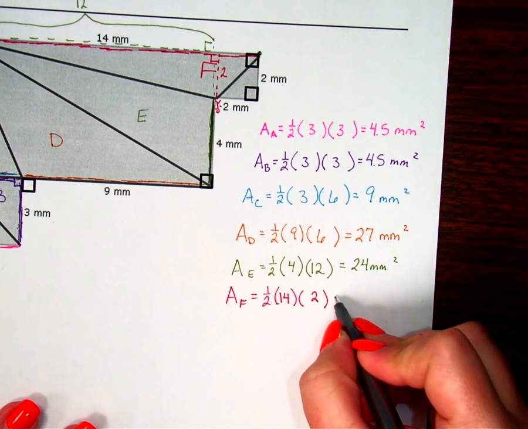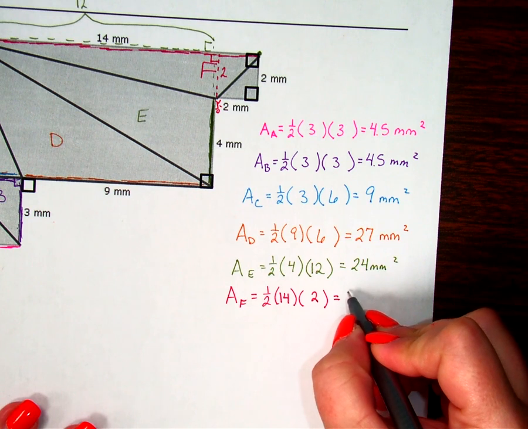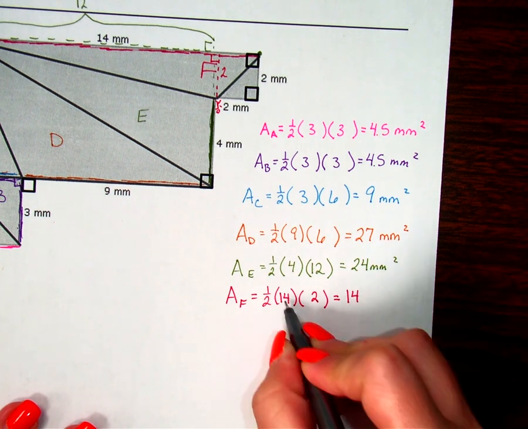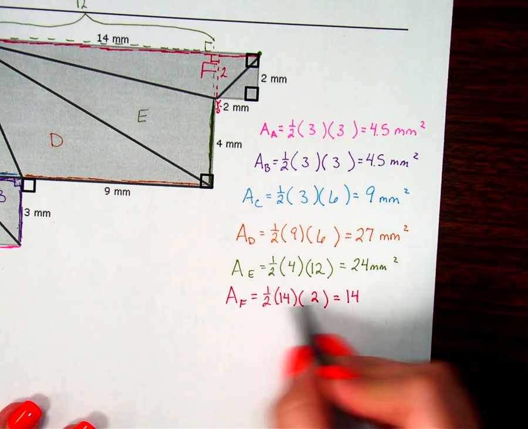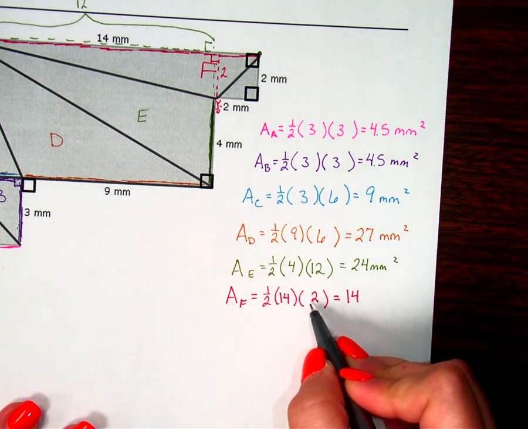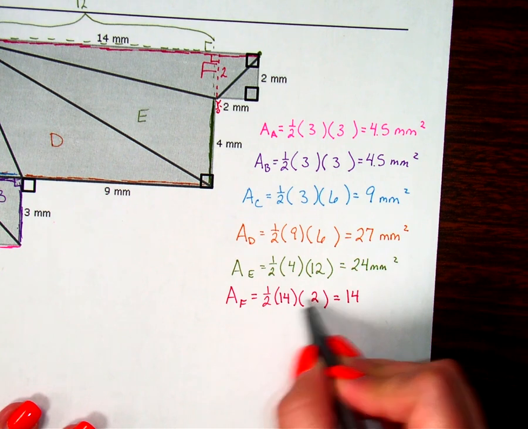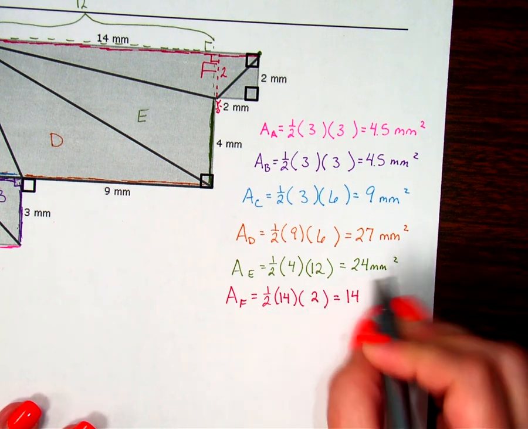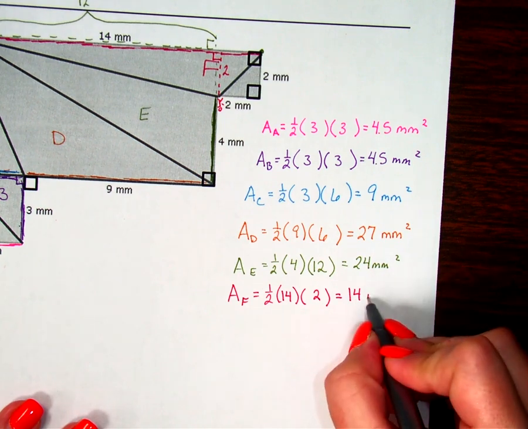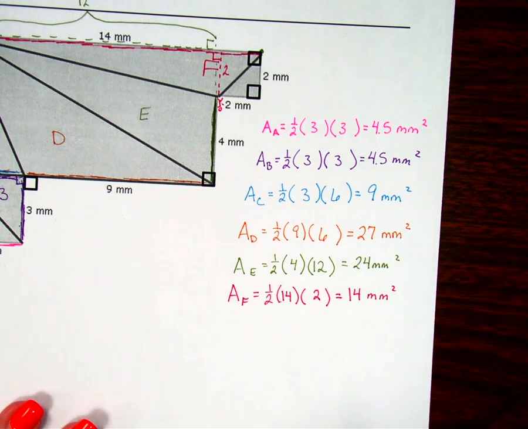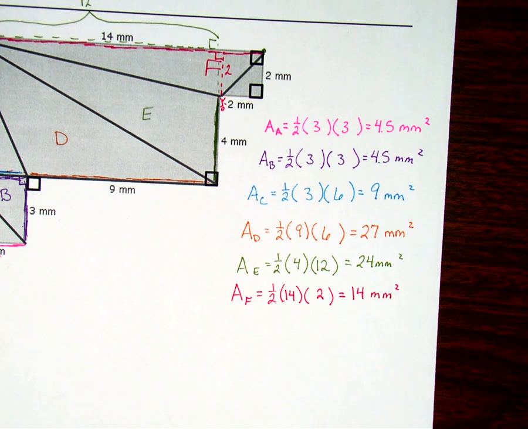So 1/2 of 14 times 2, which is 14. Because 14 times 2 is 28. Half of 28 is 14. Also, we can kind of notice this 1/2 and the 2, those will cancel out, right? If you divide 2 in half, you get 1, so 14 times 1. And my units are squared. The 14 is not squared. The millimeters are squared. It's just to tell you what type of millimeters they are. Okay? All right, we have one triangle left, and then we're all done.